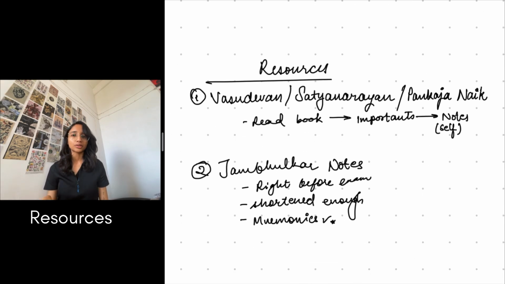Moving on to resources, I am a big fan of Vasudevan, but if you don't like the book, you can follow any other one. Apart from Vasudevan, there is Satyanarayan, there is Pankaj Nayak. So what you're going to do is read the book. You'll first flip through all the pages, look at all the subheadings, all the diagrams, all the flowcharts, and then you'll read it again once you have the importance list, right? Read the entire book and make notes only for the important topics. And try to make sure that you make your own notes. I feel like those are usually better than any pre-made notes.